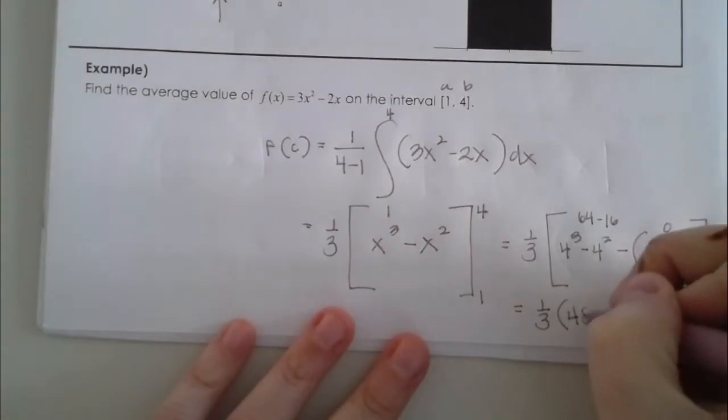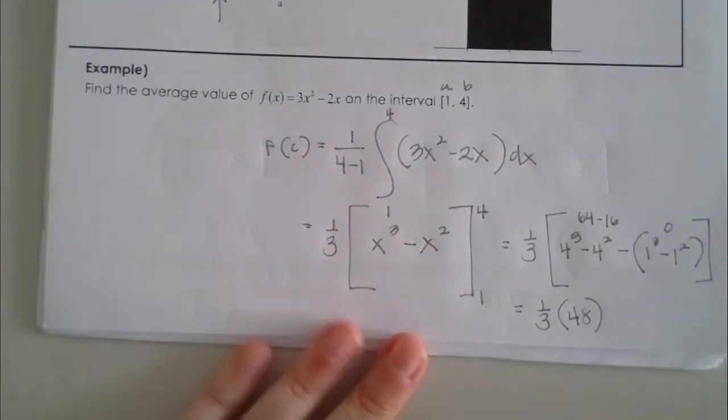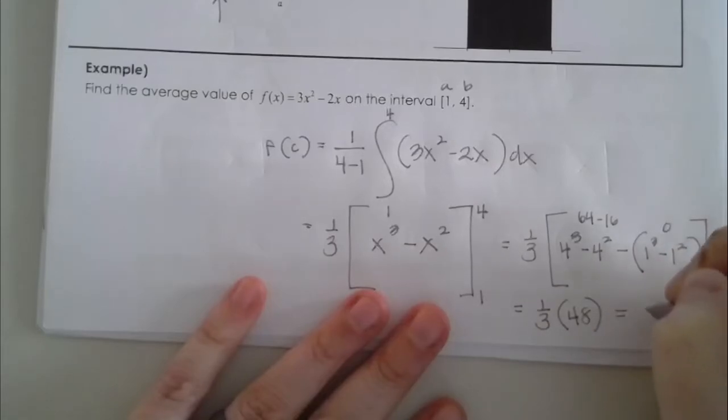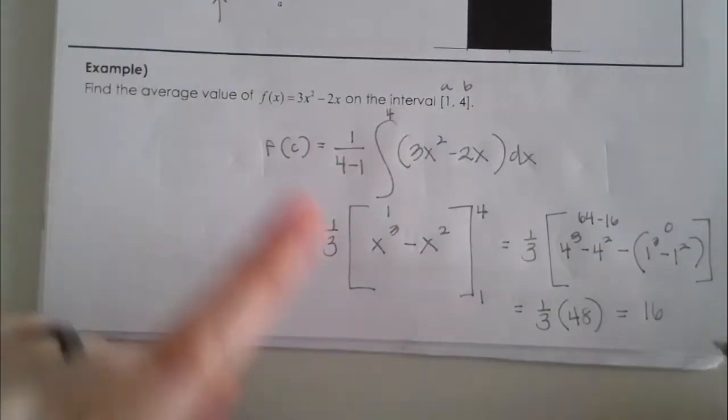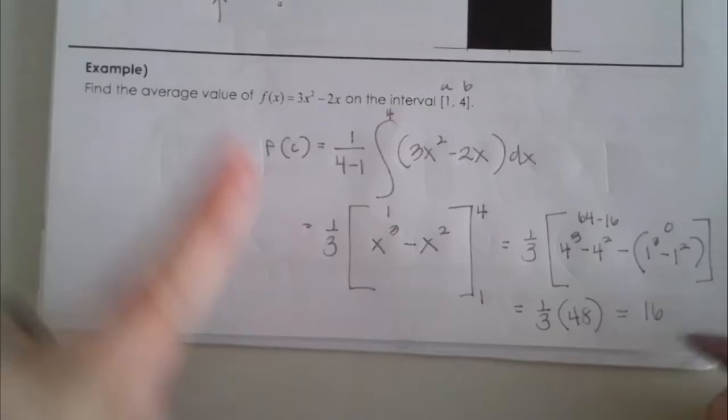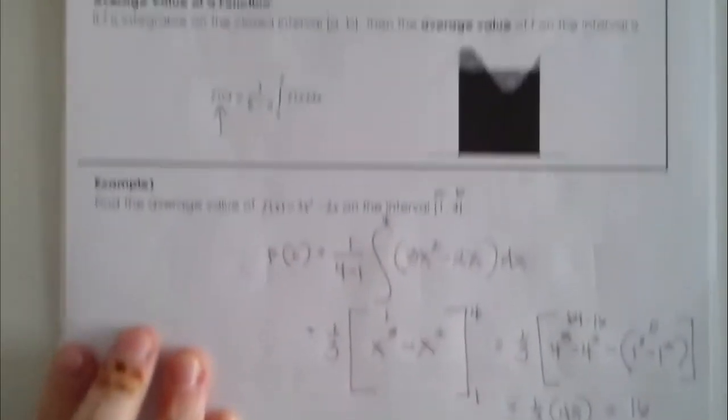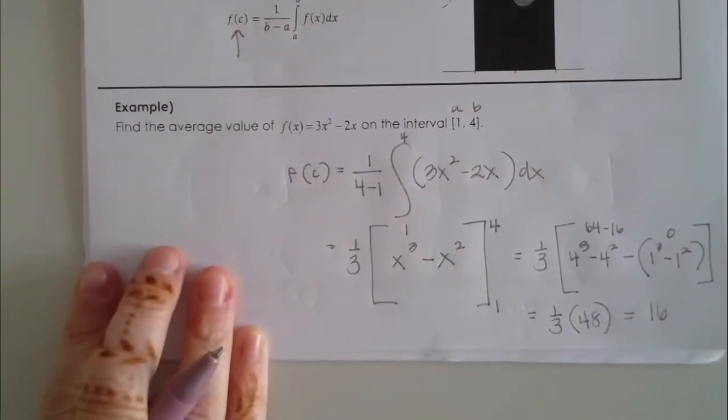So 48 times a third is what I end up with, and then that equals 16. So the f of c that I said exists up in the mean value theorem would be 16. That would be that height.